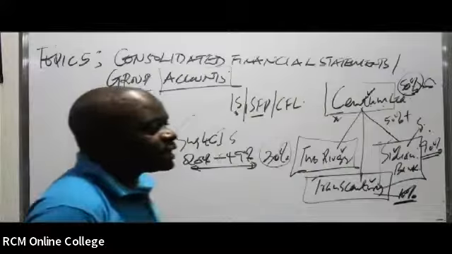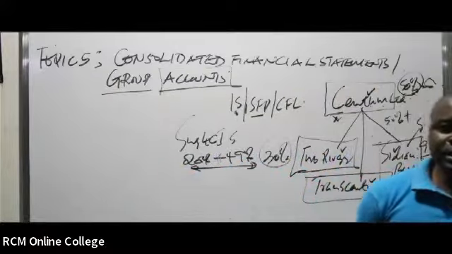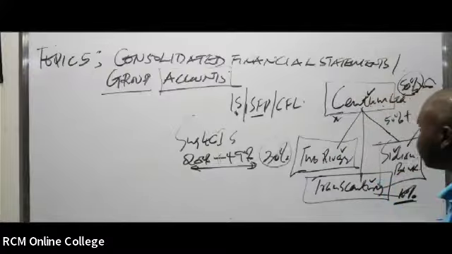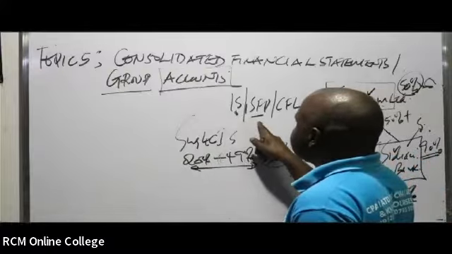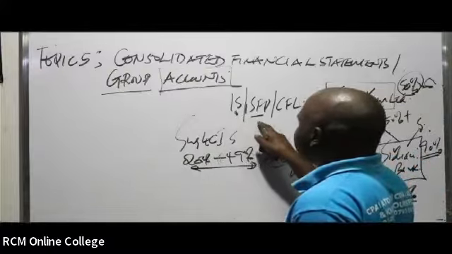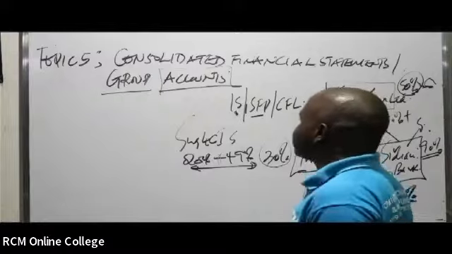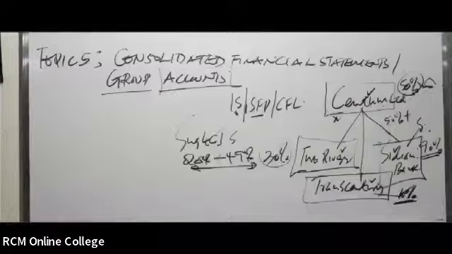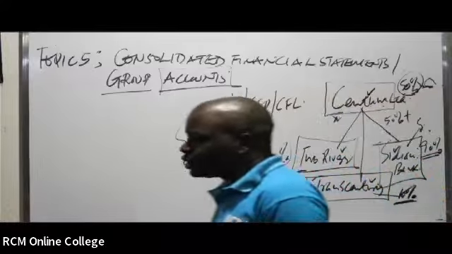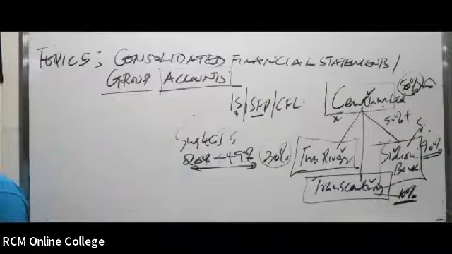And therefore, we'll be looking at, if there is such, entities having to operate together in a group, how do we end up having to come up with a single income statement and a single statement of financial position? So we'll be able to look at how you account for subsidiaries, how you account for associates, and how you account for joint ventures in a group.